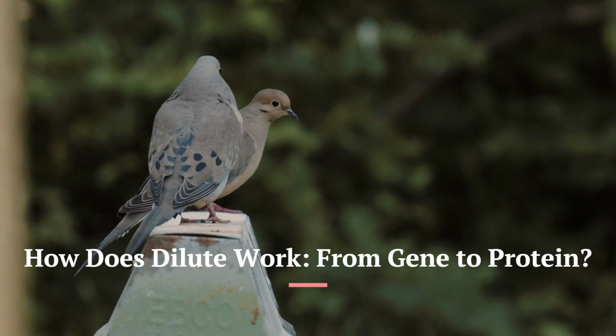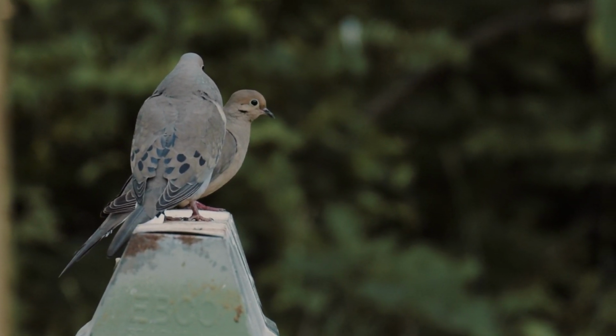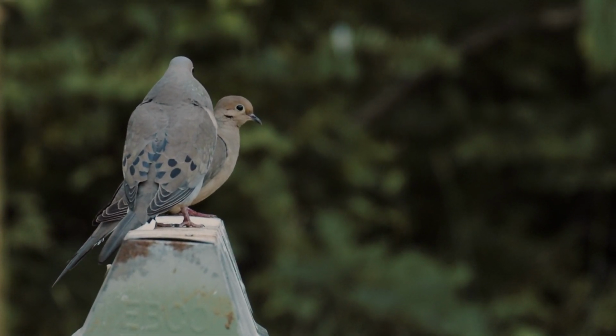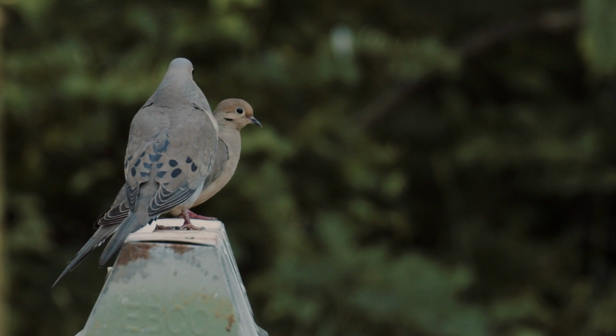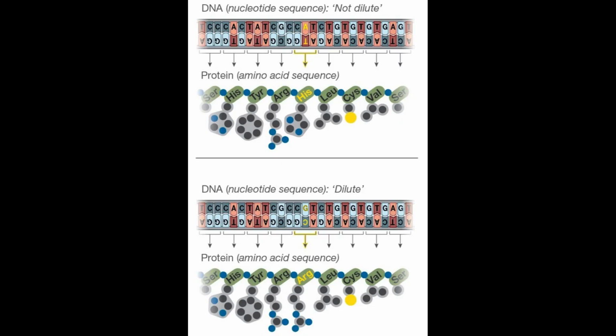How does dilute work, from gene to protein? On the surface, dilute looks very simple. Dilute birds make less melanin than their non-dilute counterparts. But what's going on inside the bird's cells to make this happen? In 2014, researchers at the University of Utah identified the dilute gene as SLC45A2, short for Solute Carrier Family 45 Member 2. This gene codes for a protein called SLC45A2.